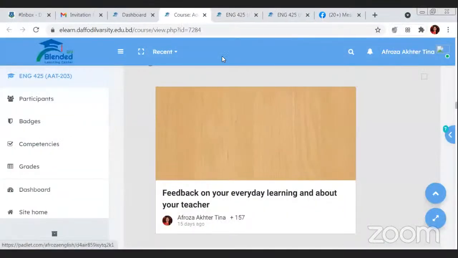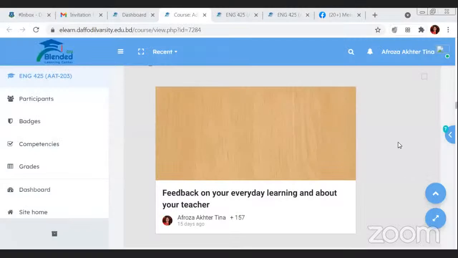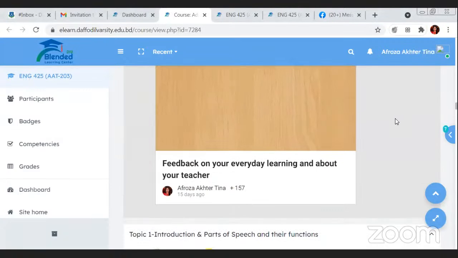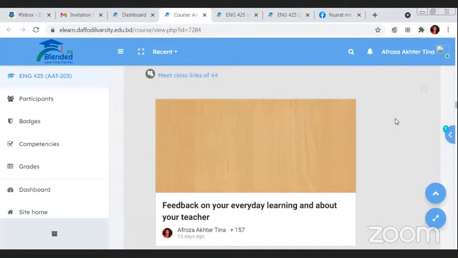Let me share. Yes, so you would be able to see if you just simply click that. This is how you would see that on your Moodle platform. If you simply copy the link to clipboard and embed it over here, then you would be able to see this wonderful platform over here. So this is how we can engage our students.